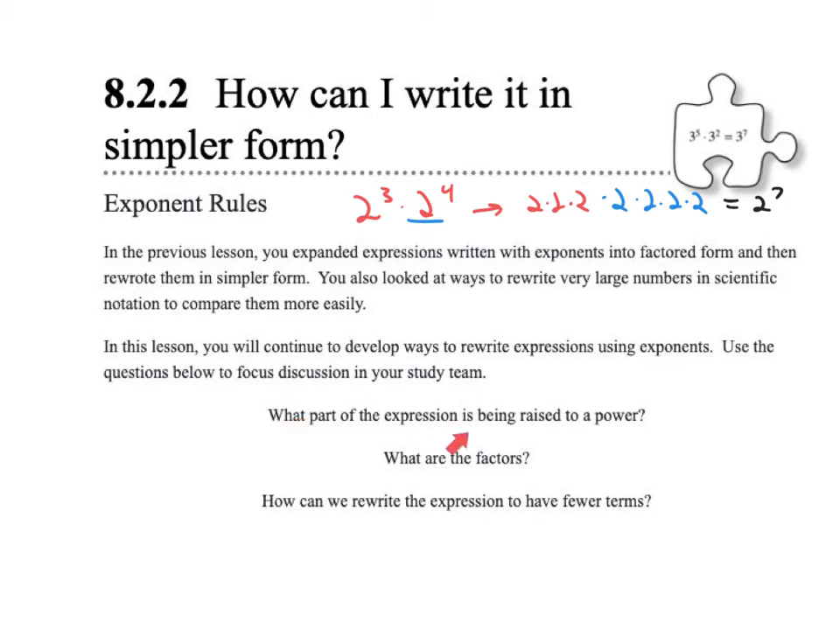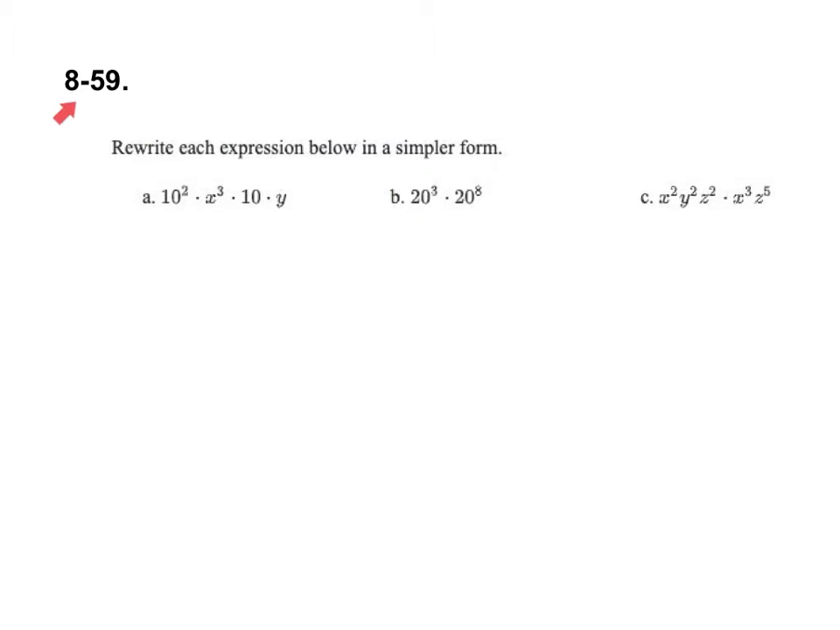So, what part of the expression is being raised to a power? What are the factors? How can we rewrite the expression to have fewer terms? Let's start out by reviewing some of these concepts. So the first one, in question 8-59, it says this: rewrite each expression below in a simpler form. So in part A, I've got 10 to the second times x to the third times 10 times y. Take a second, pause the video, see what you remember about this, and then we'll bring it back in.